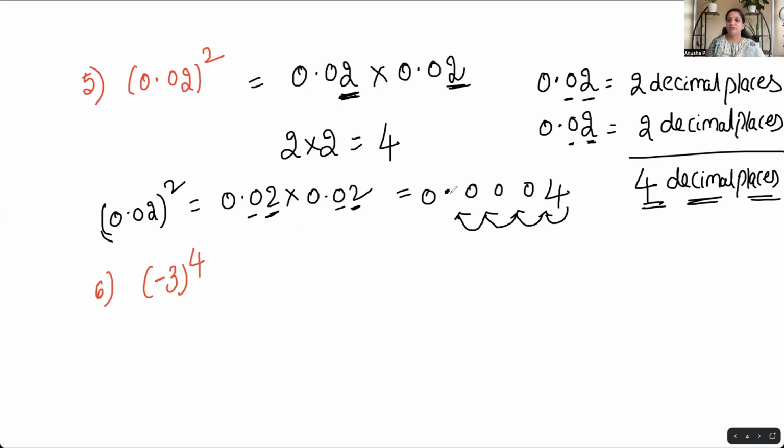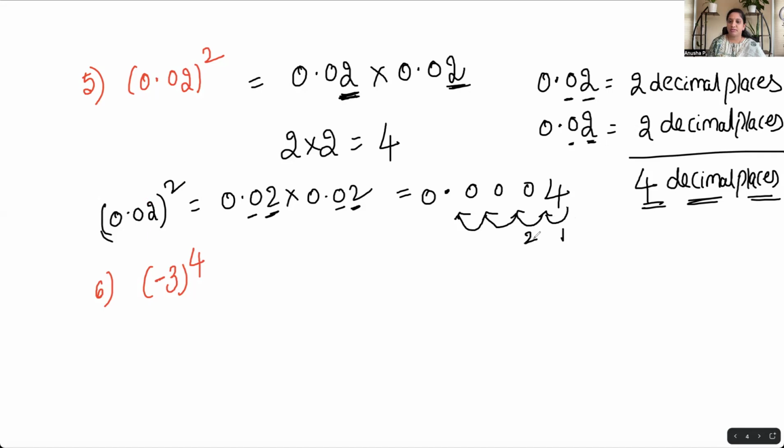Is it clear? 0.02 to the power of 2 is nothing but 0.02 times 0.02. Okay. In 0.02, we have two decimal places, and 0.02 has two decimal places. Total, we have four decimal places. So when you multiply, you have to jump four places to the left to keep the decimal point.